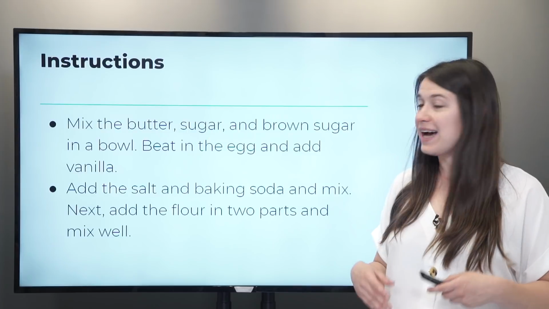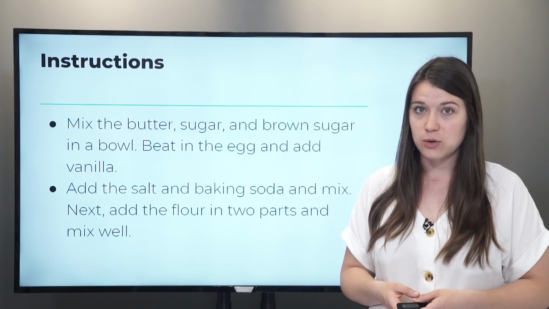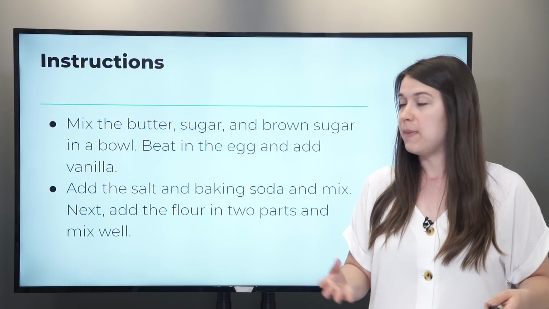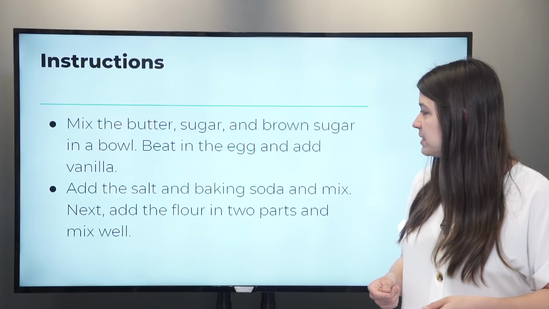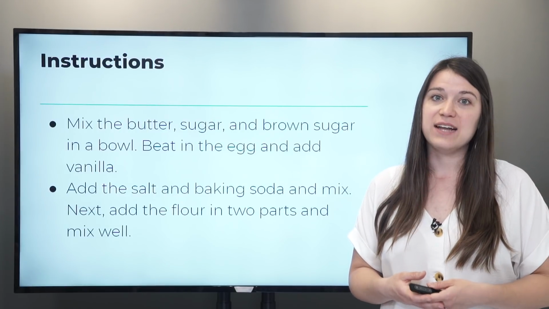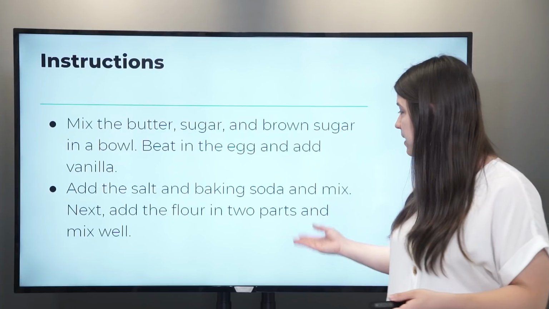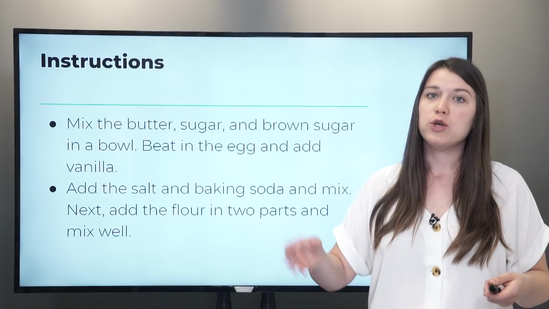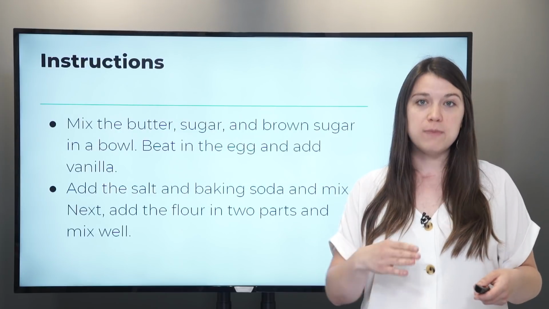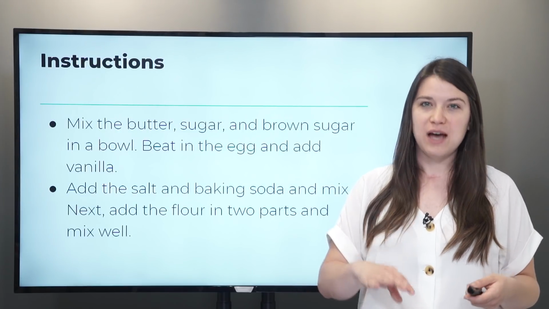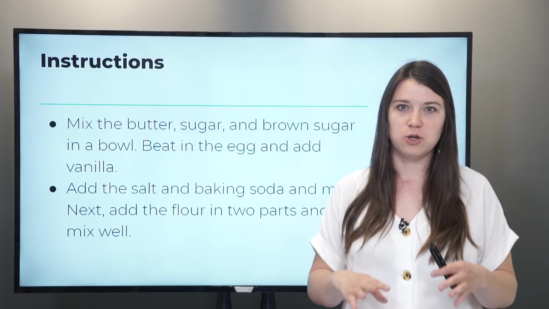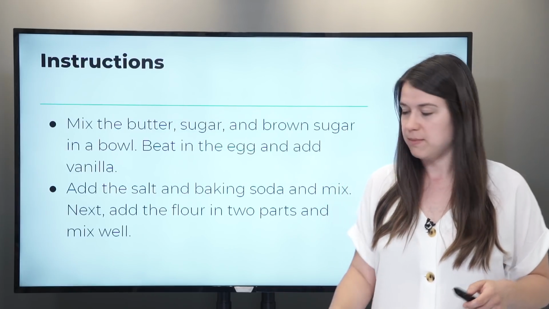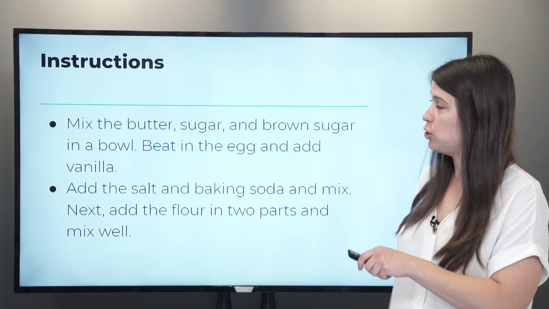Then you're going to add the salt and the baking soda and mix together. So make sure it all comes out even, and then add the flour in 2 parts and mix well. So what it means here when it says add in 2 parts is you pour half, then you mix, and then you pour the other half. That way it blends a little bit more easily. So that's what it means, mix half in 2 parts.